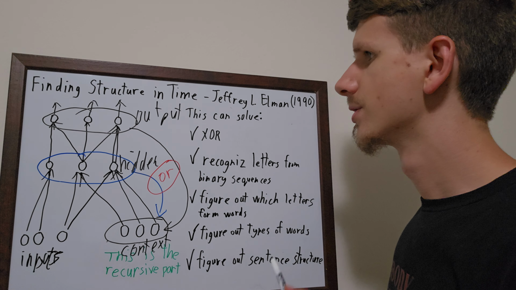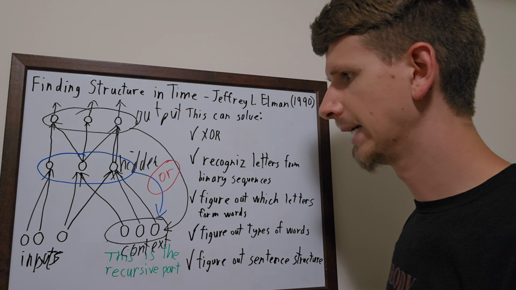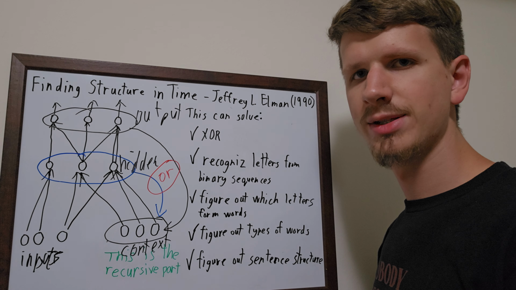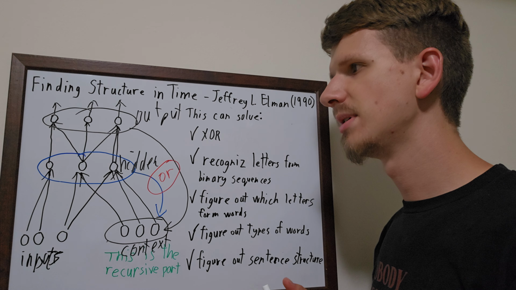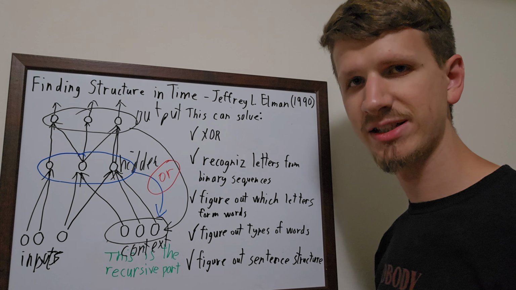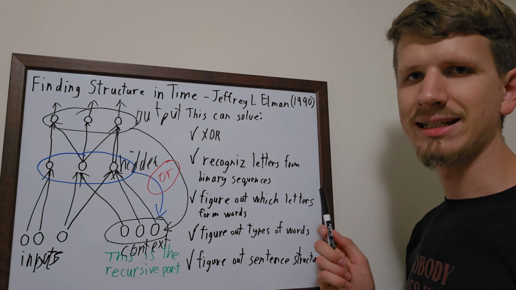So this is the recurrent neural network discovered by Elman, and it's used a little bit today, but in many ways it could be replaced by the convolutional neural network, which I will explain in the next video, which was invented eight years later in 1998.